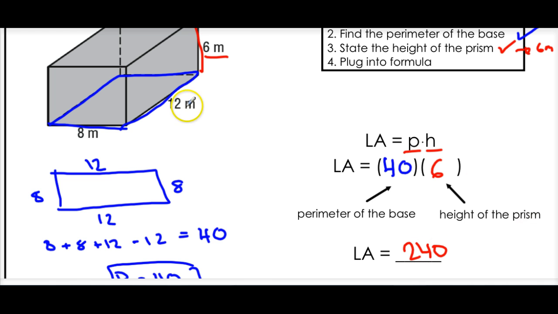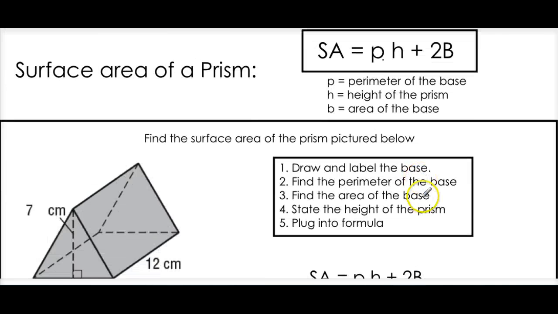Now don't forget there is a unit here, okay? And that is meters. That's what the M stands for. So you always put meters squared. All right? That's how it's done. Let's try it one more time.